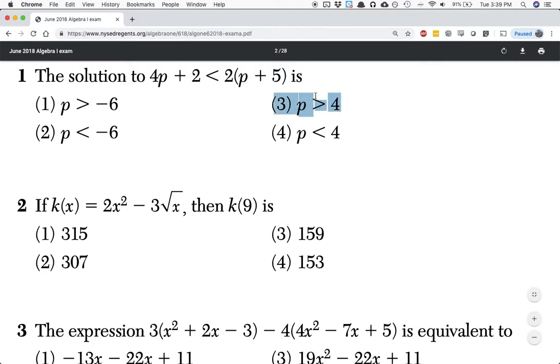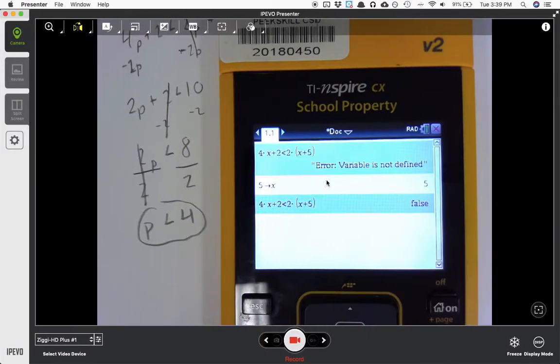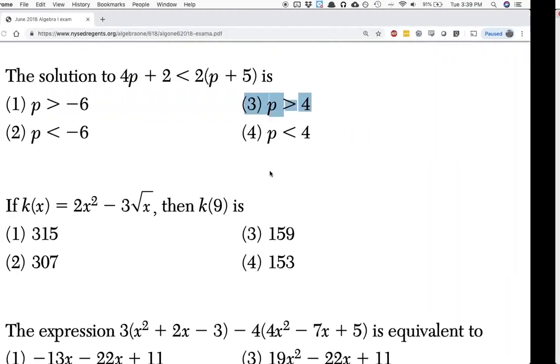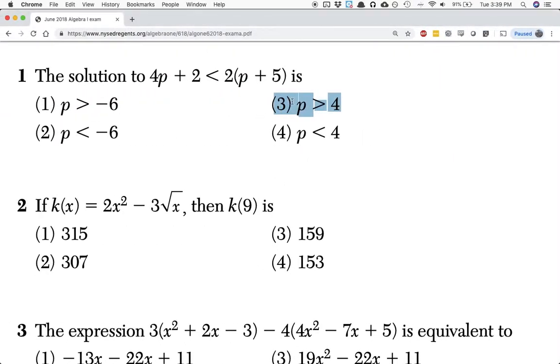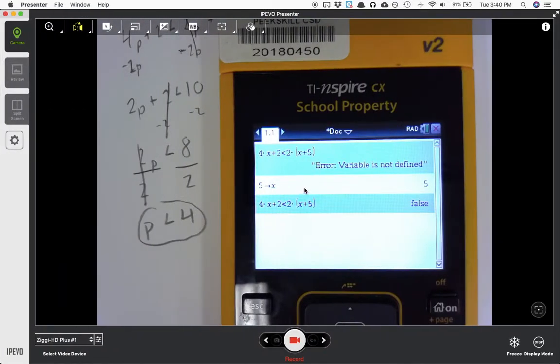This is saying p is bigger than 4. So I said, well, what's a number that's bigger than 4? 5. I plugged the 5 in there, and I checked, well, if 5 works, then that means it would be answer choice 3. It's the only one that 5 is allowed in. And if 5 works, then it works.